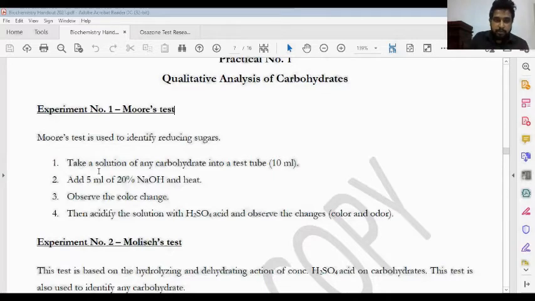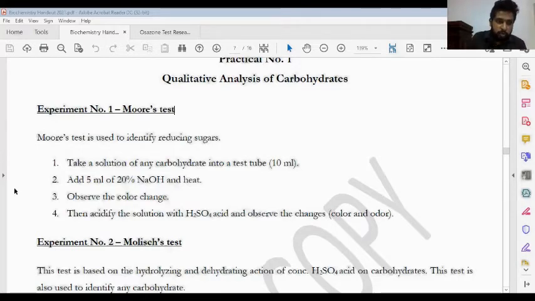Because reducing sugars can react with concentrated bases or alkaline substances, and they will form enolic substances. That process is called enolization. In the enolization process, the resulting substances are very unstable. Thereby, if we add acids to that, then the reaction will be reversible.